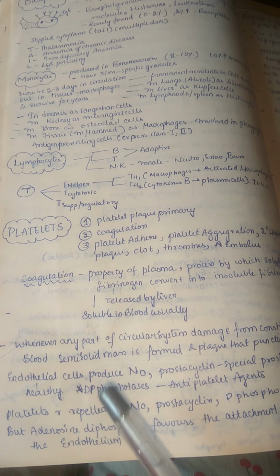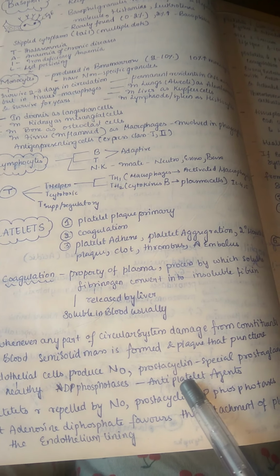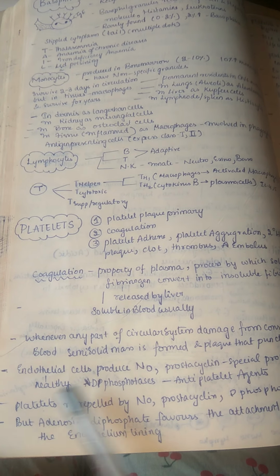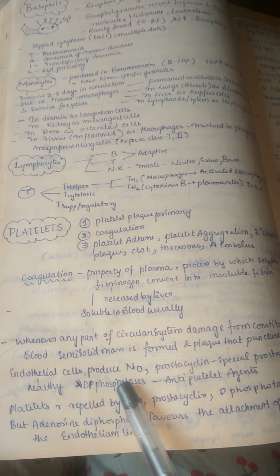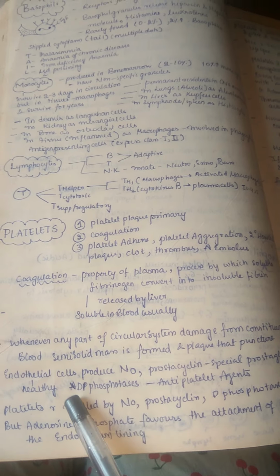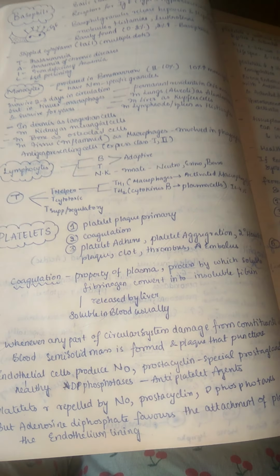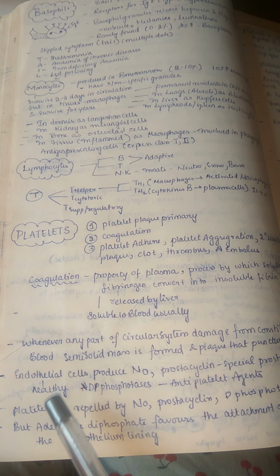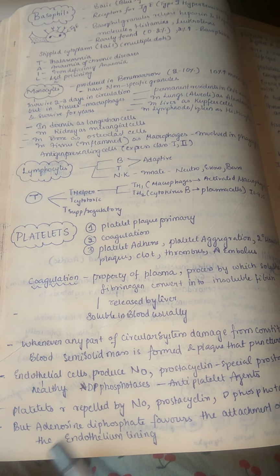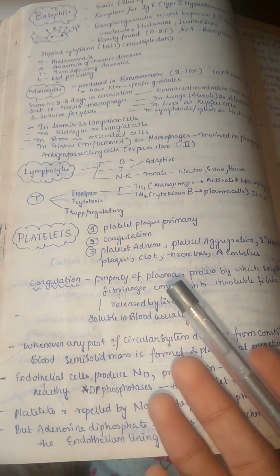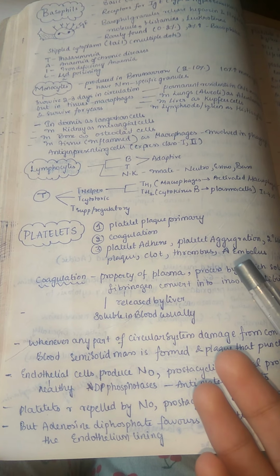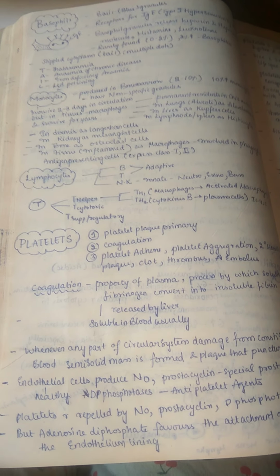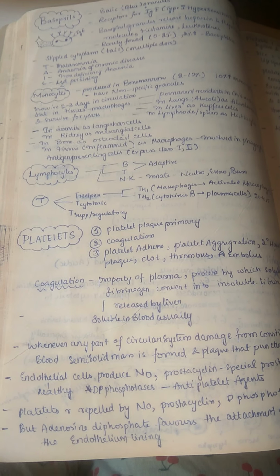Endothelial cells mainly produce nitric oxide, prostacyclin, and also ADP phosphatases. Prostacyclin is a type of prostaglandin, and healthy endothelial cells produce all these things. Why do they produce them? These are mainly antiplatelet agents. You can see here the words healthy endothelial cell. Healthy means there should not be clots, because formation of clots and plaques is a disease. Coronary artery disease and strokes are caused mainly because of clumps or clots present in our vessels. So they should not be present.